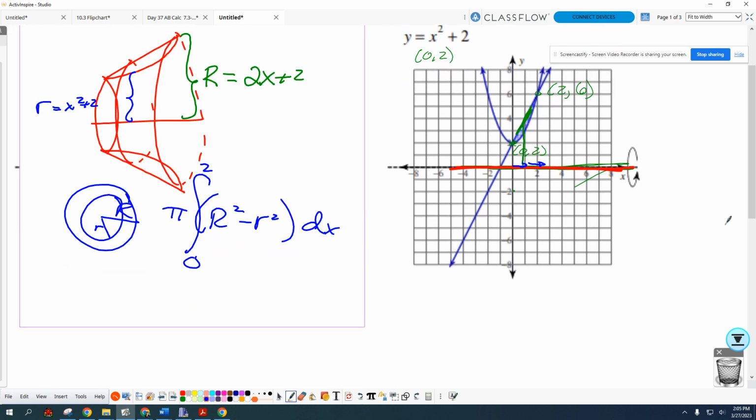Okay, so with the radiuses that you guys got, pi, 0 to 2, big radius squared minus little radius squared.